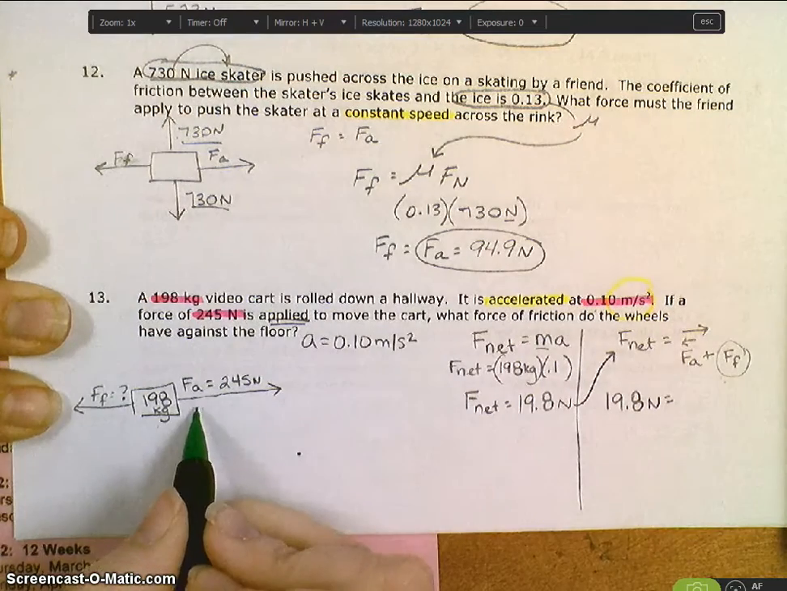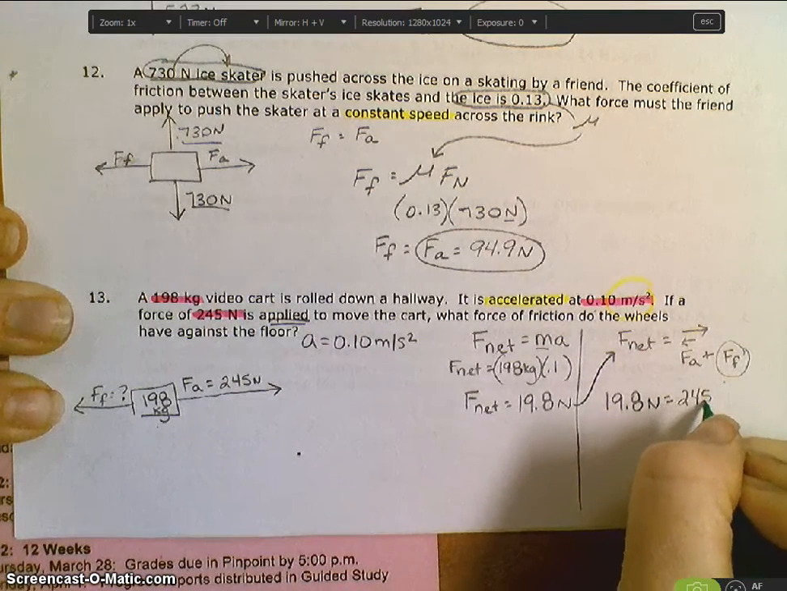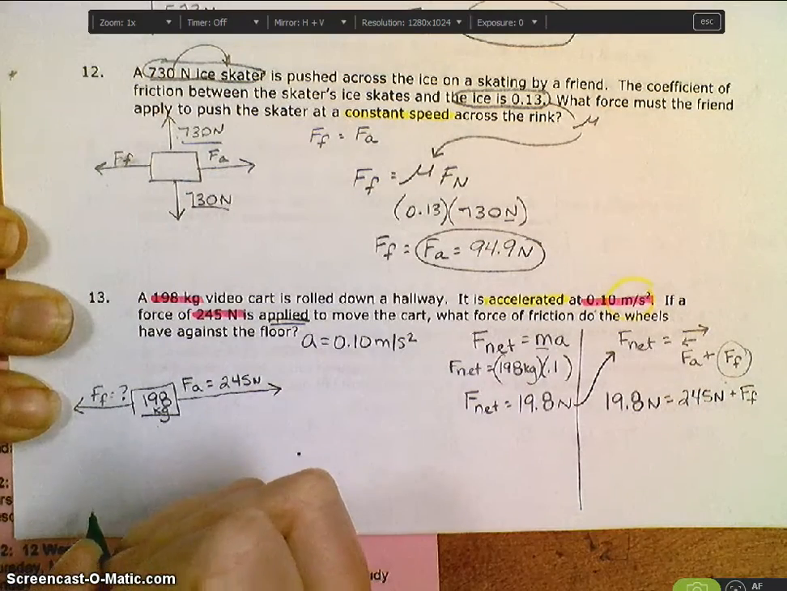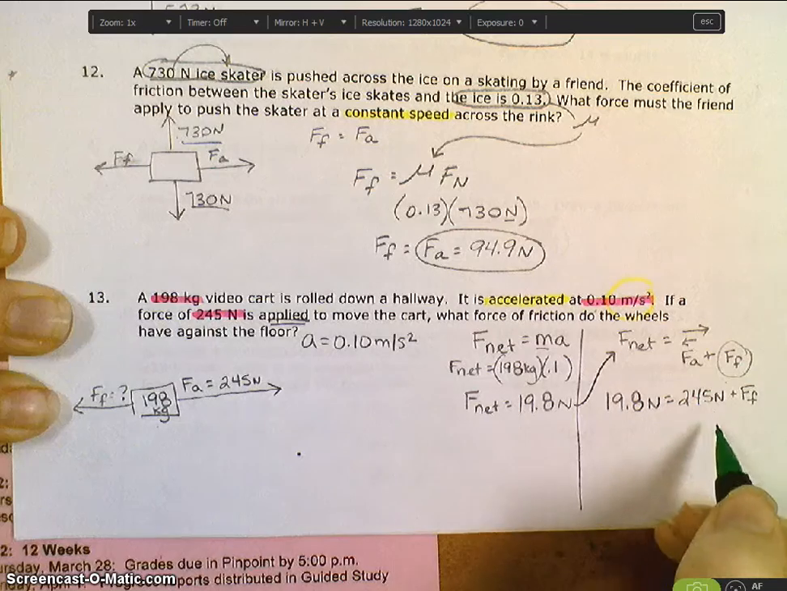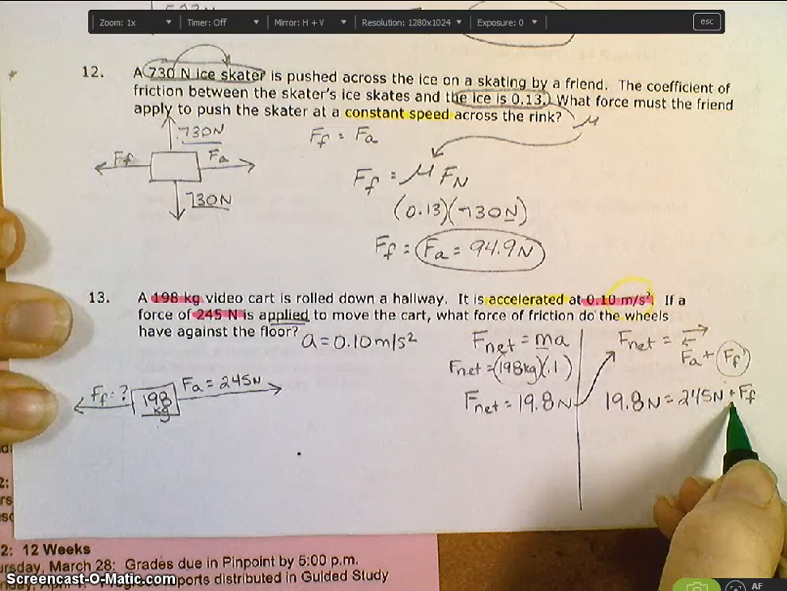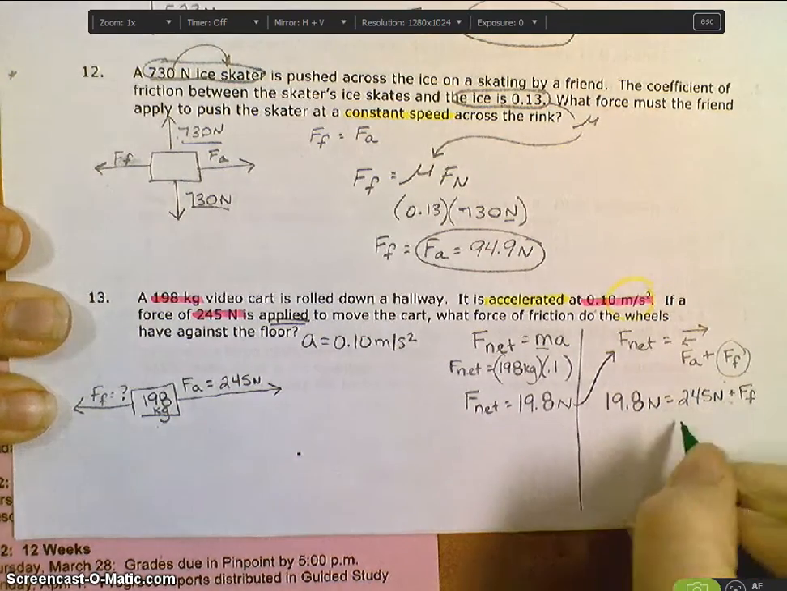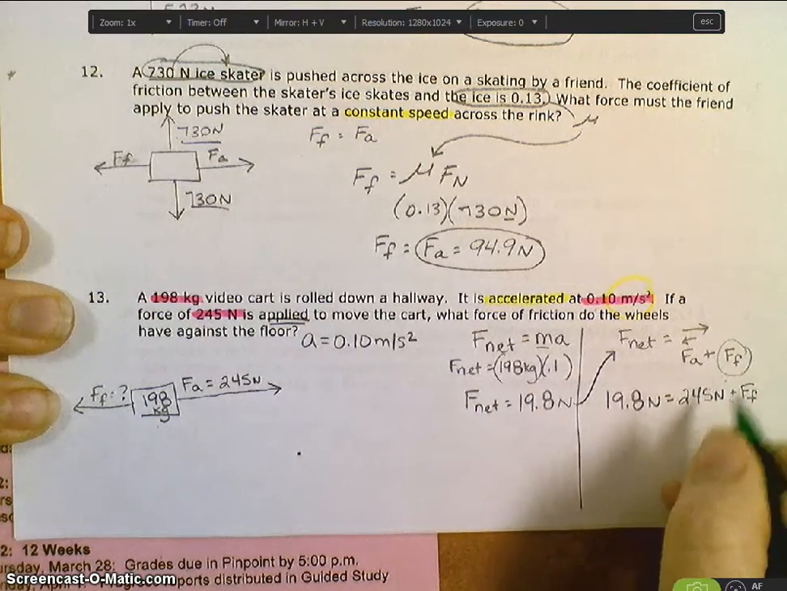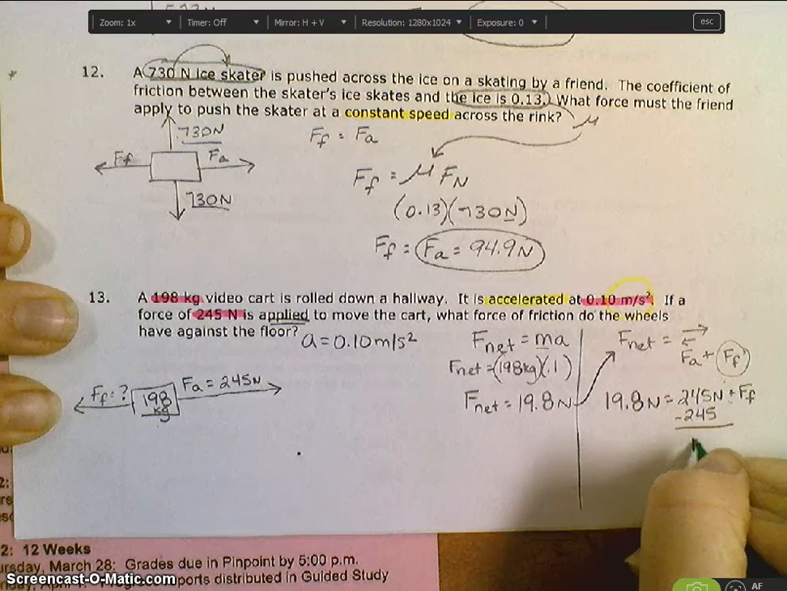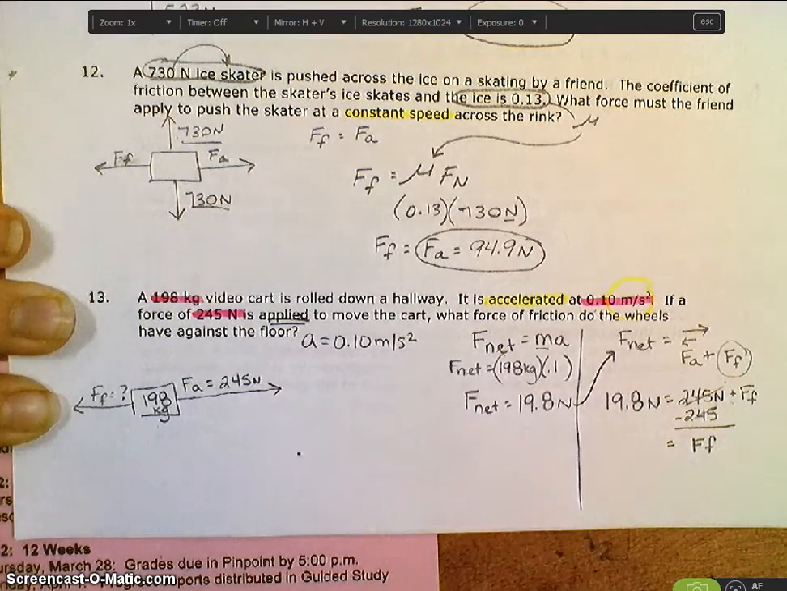I look back at my diagram. They gave me FA. I'm looking for FF. This is another area that's concerning me. When you see that sign, we have to do the opposite thing to get rid of 245. Too many of us are choosing the wrong operation. These are added. To get rid of something added, we subtract. So on this side, we end up with just FF.